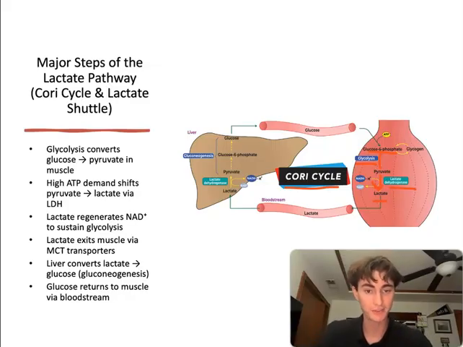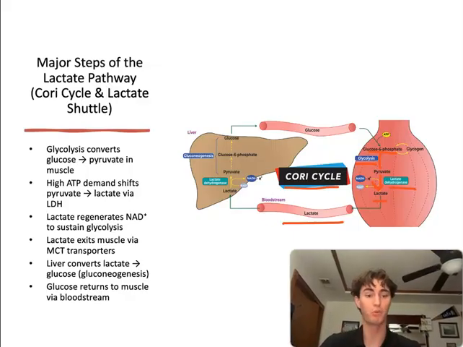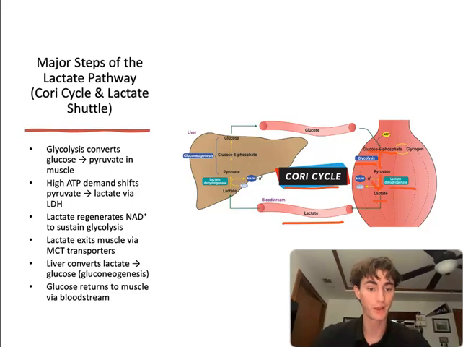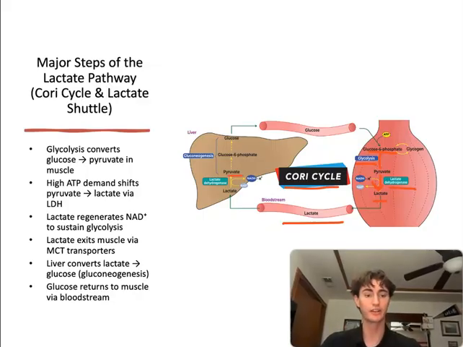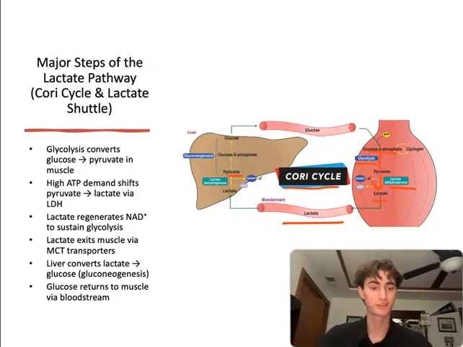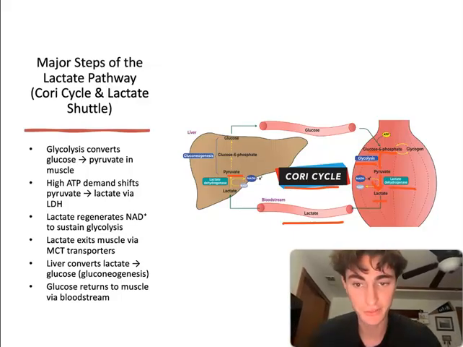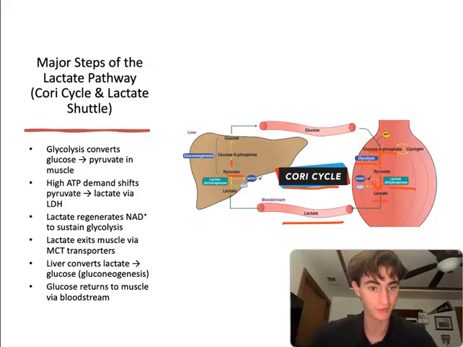So the lactate exits the muscle cell and it travels through the bloodstream, as we see right here in the diagram. And lactate is not trapped in the muscle, it is very mobile. So as the lactate enters the liver, LDH converts the lactate, as we see right here, into pyruvate. And then pyruvate enters gluconeogenesis. And this process converts the pyruvate, as we see here, into glucose 6-phosphate.